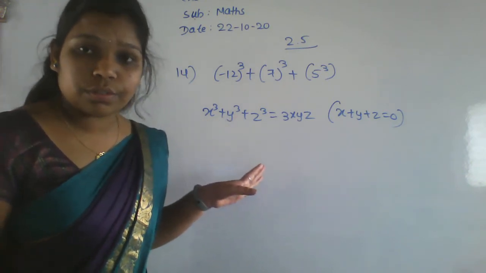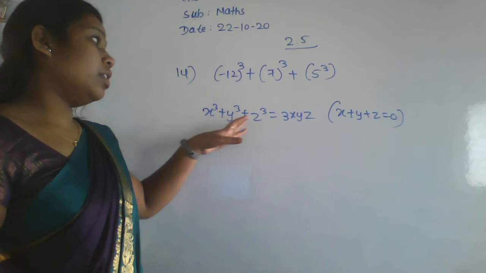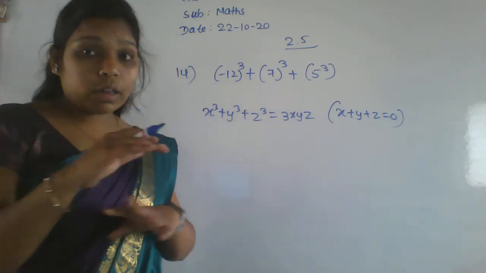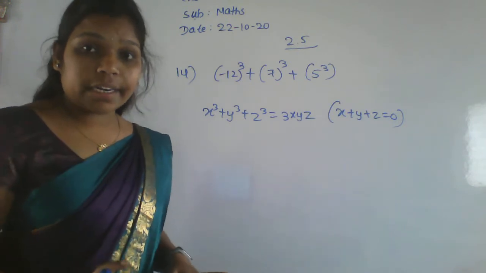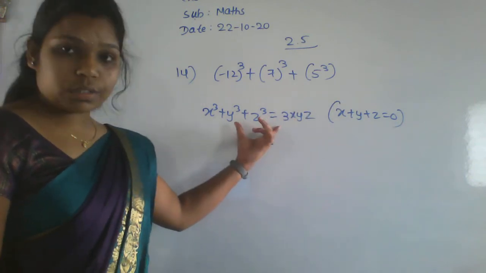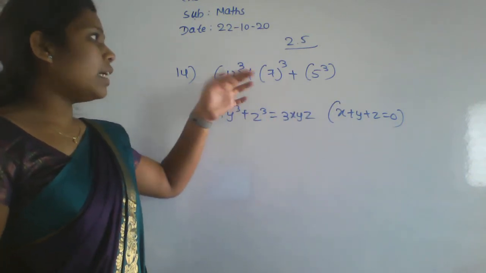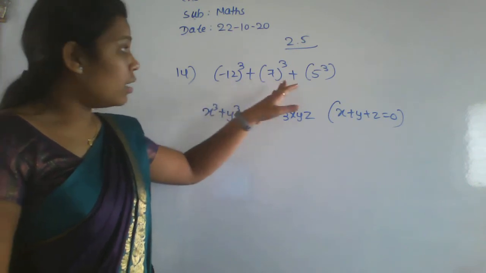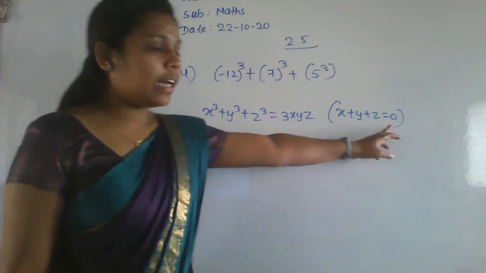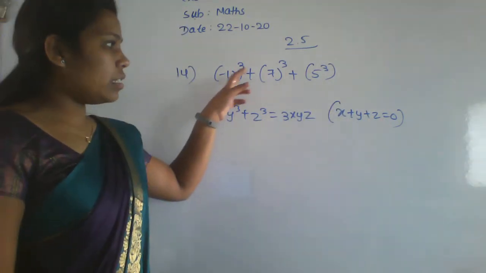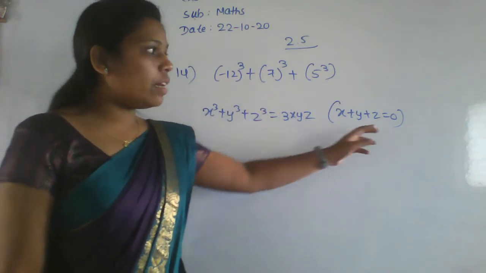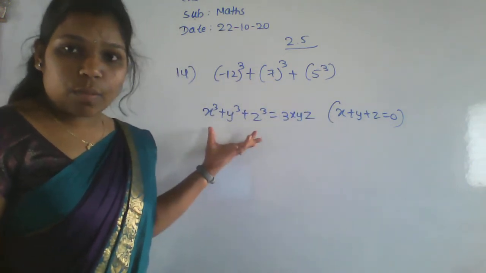Otherwise, we can't use it. Otherwise, we have to use x cube plus y cube plus z cube minus 3xyz is equal to x plus y plus z into the whole long formula. But whenever this condition is satisfied, then we have to use this formula. So observe here, minus 12 is there. 7 plus 5, how much? 12. 12 and minus 12, we'll get 0, right? x is minus 12, y is 7 and z is 5. If we add all the numbers, then we will get 0. Then we can use this formula right here.